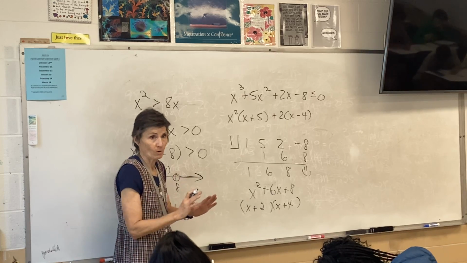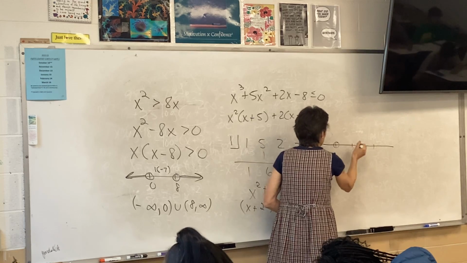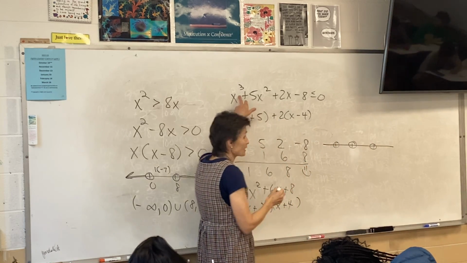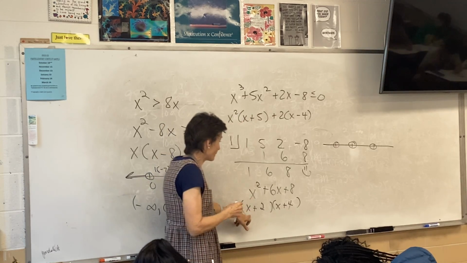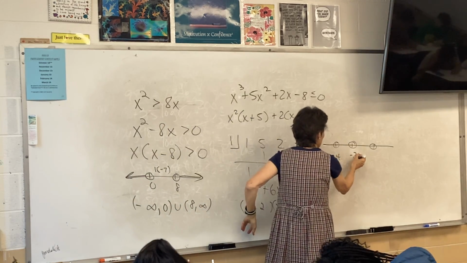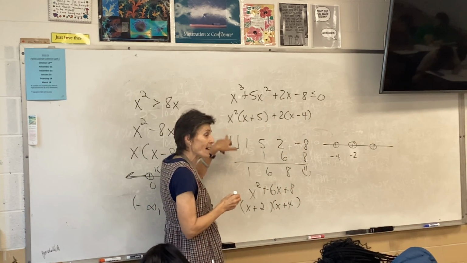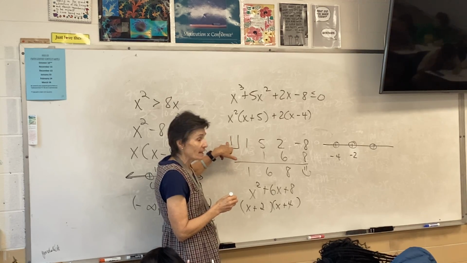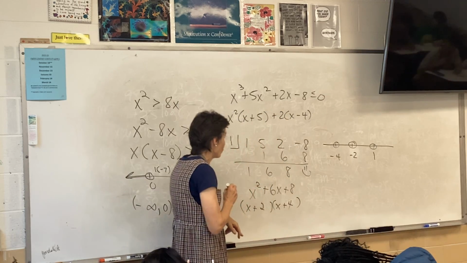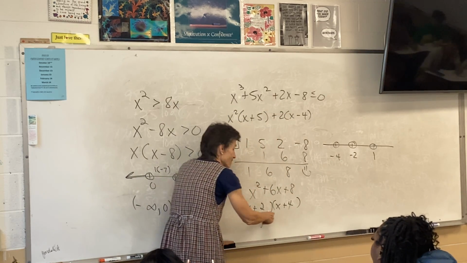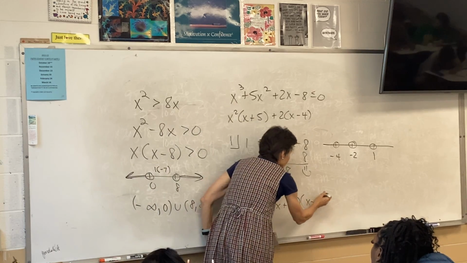Now be careful. How many dots are going to go on this number line? 3. Kids, it's an X cubed. 3 X's. I know I'm going to have one at negative 4 and one at negative 2. Where is the other one? At 1. That's a dot. If it gave you a 0, it's a dot. Which means your third factor is X minus 1.